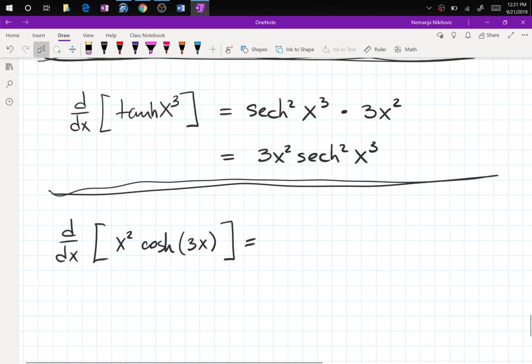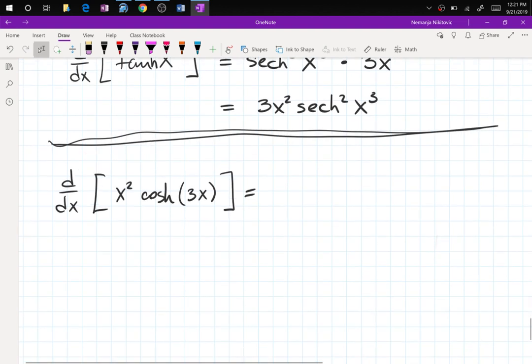What do we have in this problem? Very good. Which one is the boss? Product rule is the boss. Good. So product rule is the boss in this one because I have a function x squared times another function. So this is a product rule problem where we have the chain rule with a hyperbolic function there.